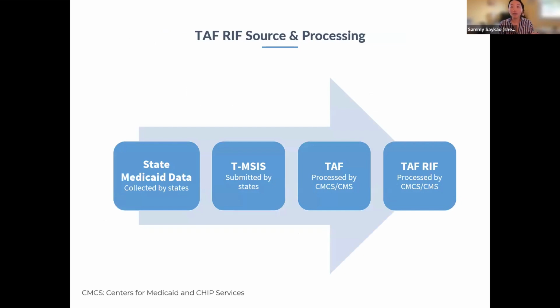Here's the general pipeline of how state Medicaid data gets transformed into TAF RIF, which is what researchers like you receive. So we start off with the state Medicaid data. That's what's collected by the states. T-MSIS is ultimately how states submit data to CMS. Then we have TAF, and we'll explain the differences between TAF and TAF RIF in a little bit. TAF is the first process by CMS, and then TAF RIF is what researchers receive. So let's go ahead and start with state Medicaid data.